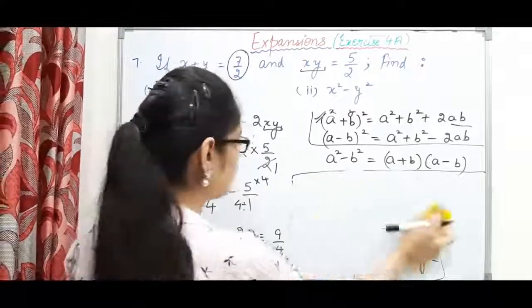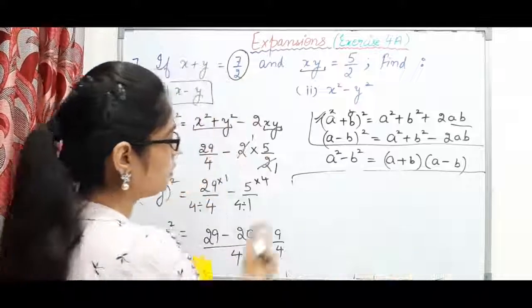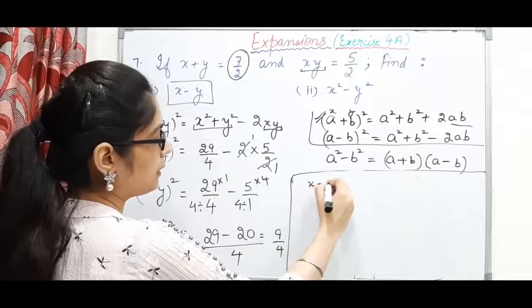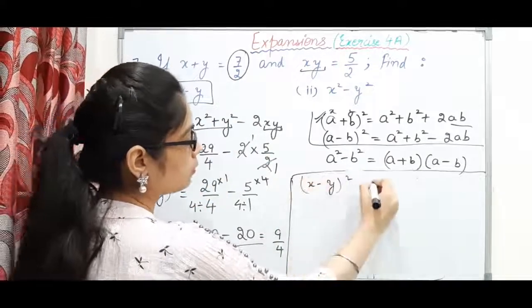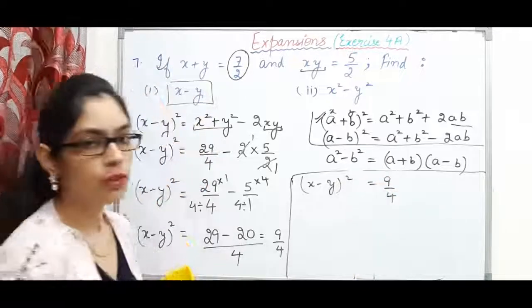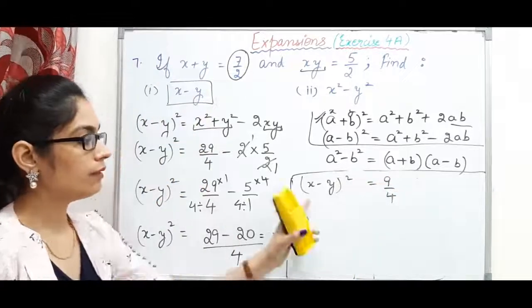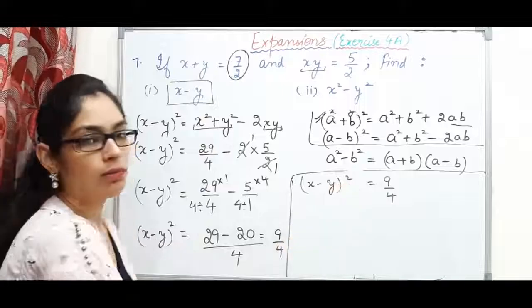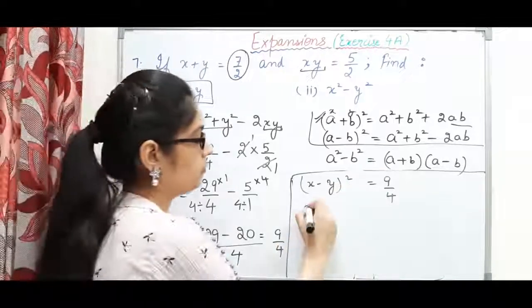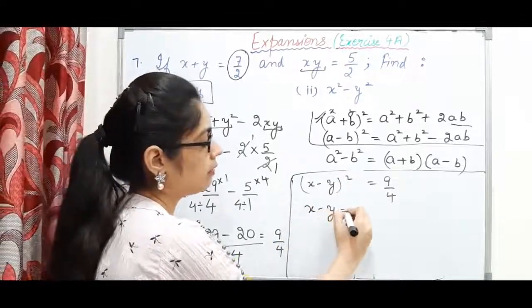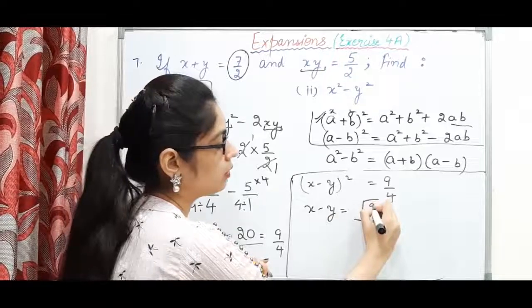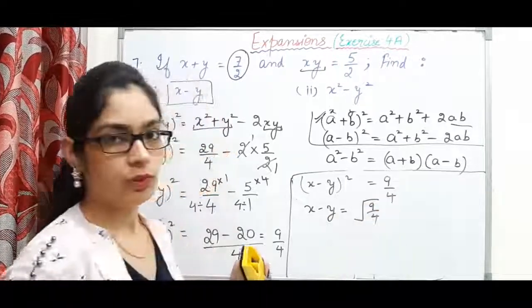So 29 minus 20, 9 by 4. So (x minus y) whole square is equal to 9 by 4. But we only need the value of x minus y. So this square we will shift to the other side. When we shift the square to the other side, it will be changed to square root of 9 by 4.